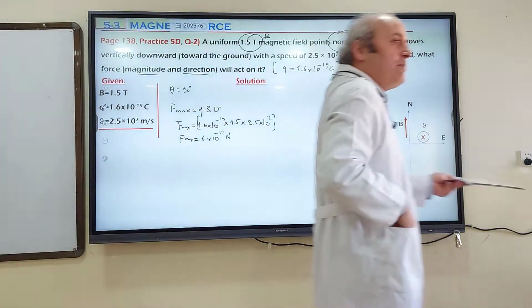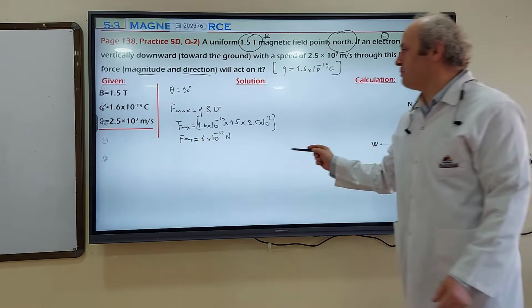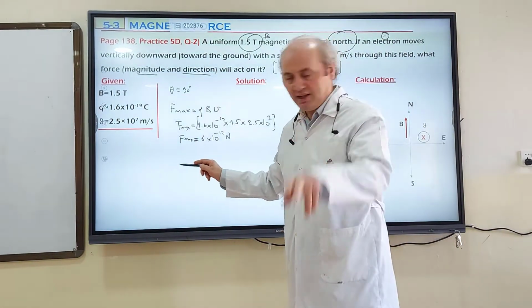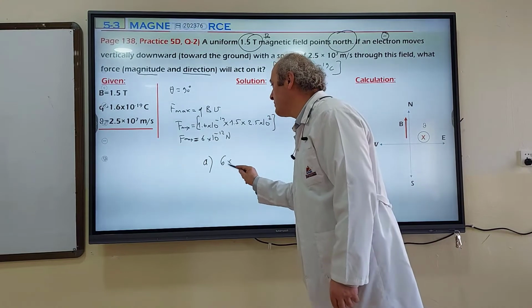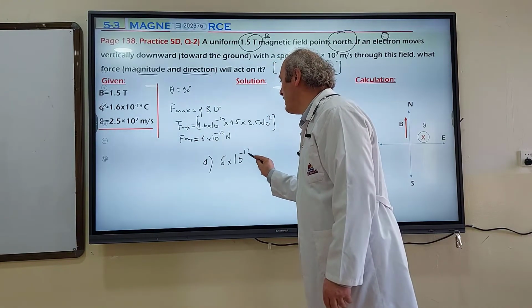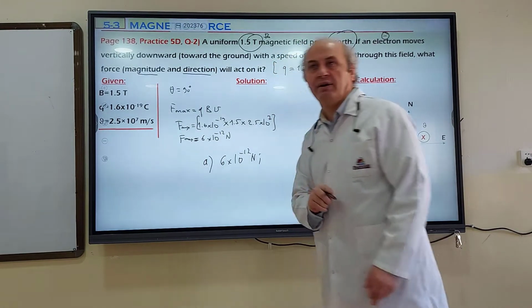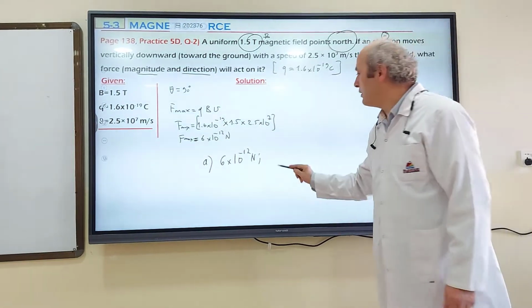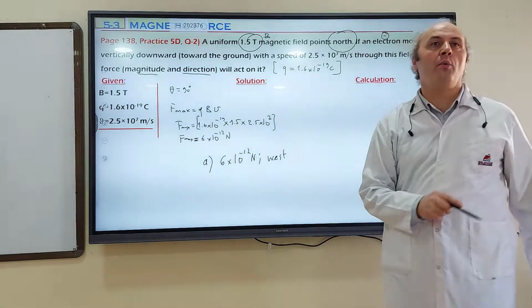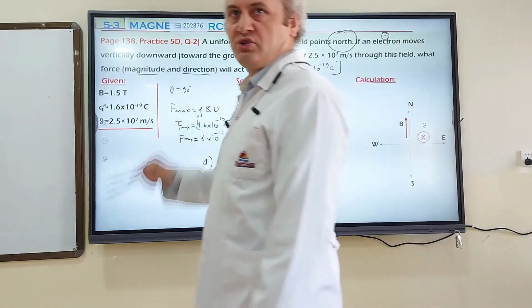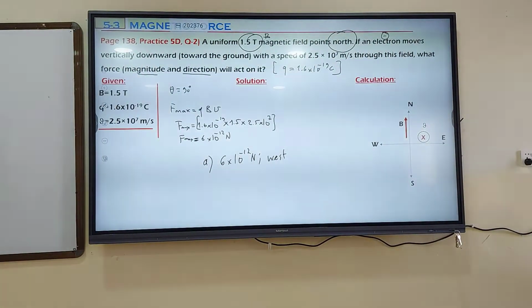So how can we give the answer? The answer is going to be like this. In the choices, they will give it like this. For example, say choice A: force is 6 times 10 to the power of negative 12 Newton. They are going to put a comma in here. In which direction? You will write in here, west. So this is how we are going to answer these questions in chemistry, okay?